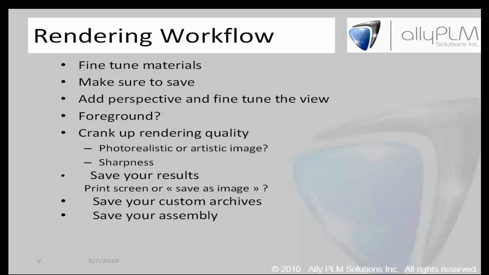Once you get this all figured out, you want to go ahead and increase your rendering quality. You can go ahead and increase your sharpness. You can increase the anti-aliasing, put that back up on high, increase your shadow quality. And you also want to decide if you want it to be photorealistic or an artistic image. If you created any custom materials or views, make sure to save those since you might want to use them again in the future. And remember to save your assembly as well.